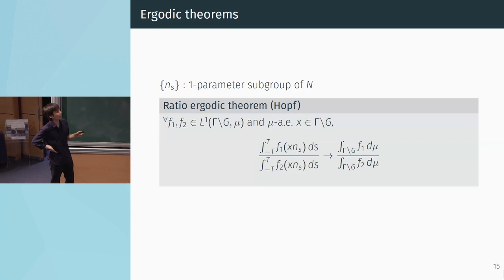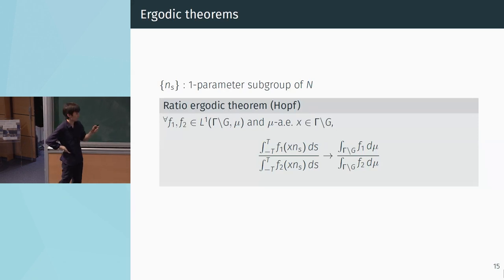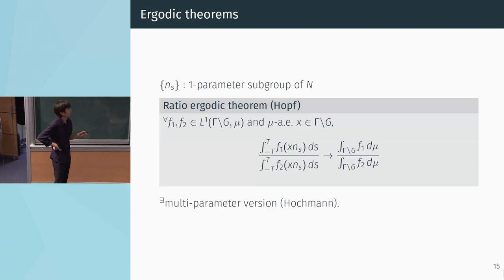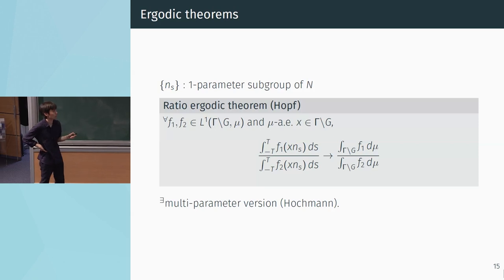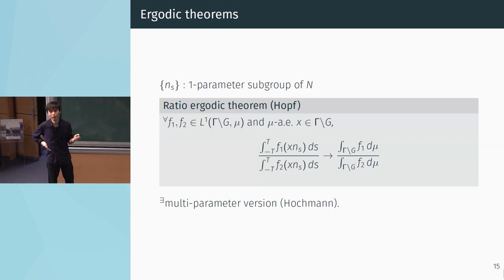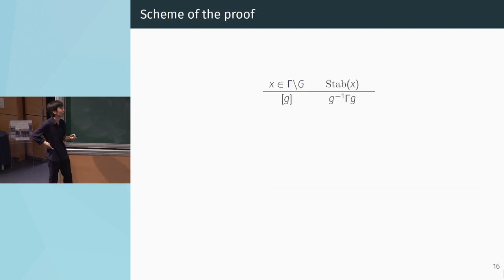Okay. So here, if you just do the one-sided flow, one-sided ratio, if you go from zero to t, then this is going to be true if you have some conservativity. But we don't want to assume this. And without conservativity, you can just do the both side. Then this is true. And we're going to look at a multi-dimensional case as well. And there is a multi-parameter version due to Hochmann. So if you have a action like this, then you can do the same thing for that.